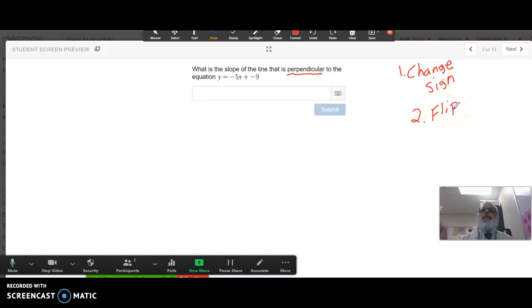So let's talk about the first step, change the sign. Again, we're in the y equals mx plus b form, which means that my slope in this case is -5. So if my slope is equal to -5, I'm going to change that sign. So right now, it's going to be a positive number. Okay, so I know it's positive.